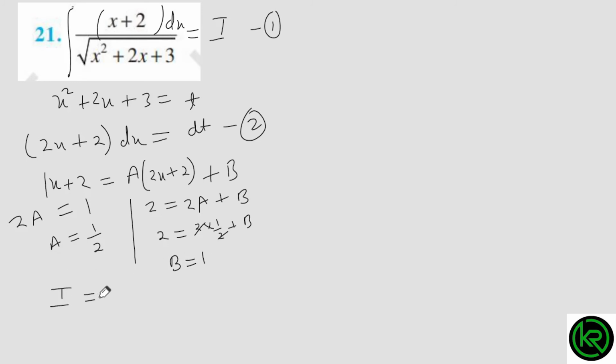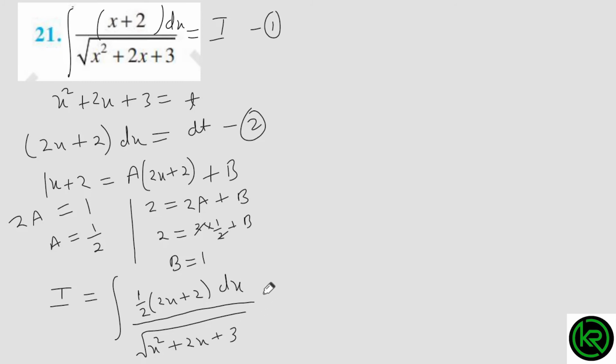Now we can divide I into two parts. The value of a is 1 by 2, so we have 1 by 2 times (2x plus 2) dx upon under root x square plus 2x plus 3, and next, plus b, where b is equal to 1, so we can write dx upon under root x square plus 2x plus 3.